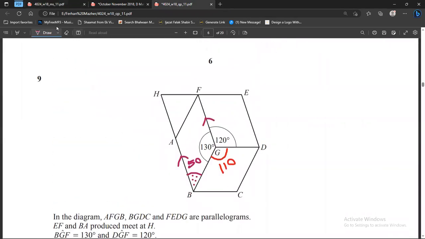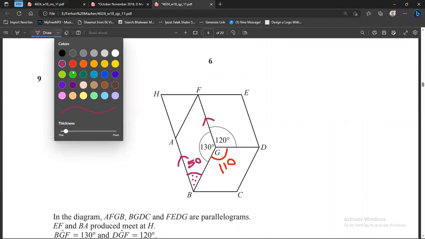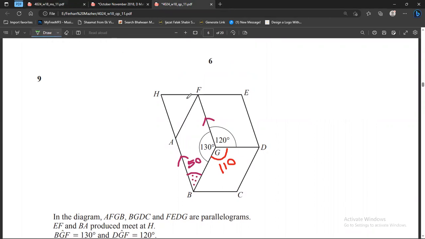HFG. So basically, they are asking me to find out this angle. I can find out this angle, and this side and this side are parallel to each other. So if this is 130, this angle will be how much? This angle will be 50.